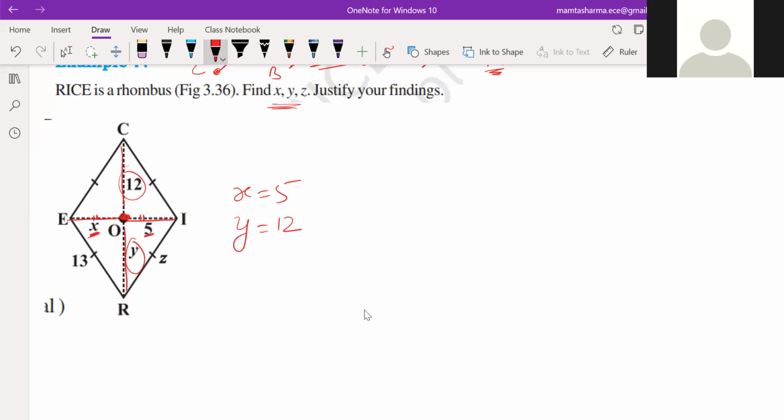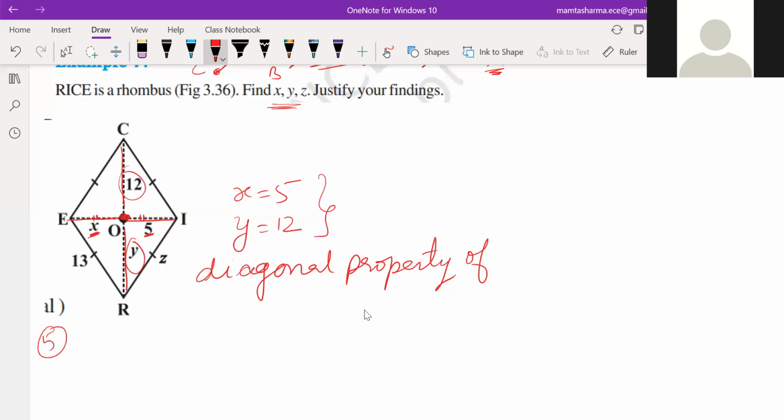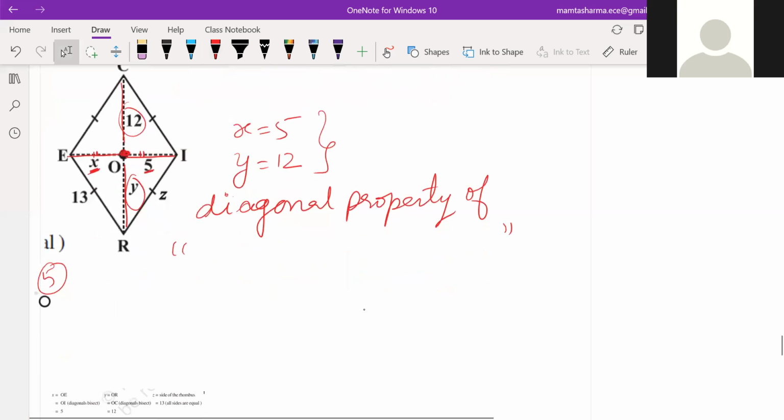We can directly say the values of x and y by using the diagonal property of a rhombus. And if it comes in a descriptive type question, like a 4 or 5 mark question, you have to write the property of diagonals in a rhombus: the diagonals cut or bisect each other in equal parts. Okay, now come to the next question.